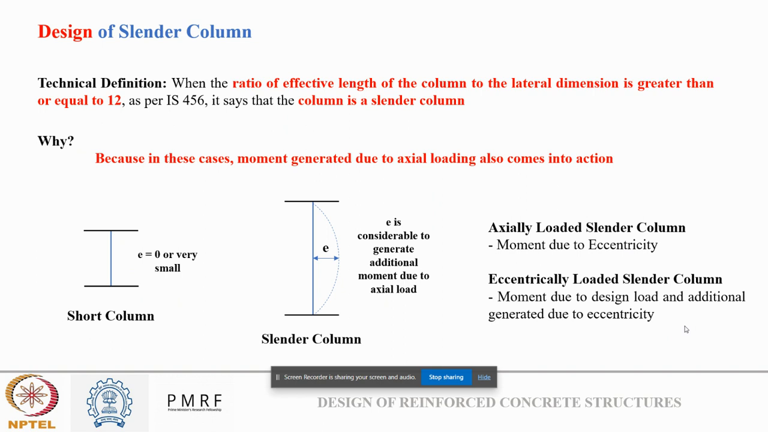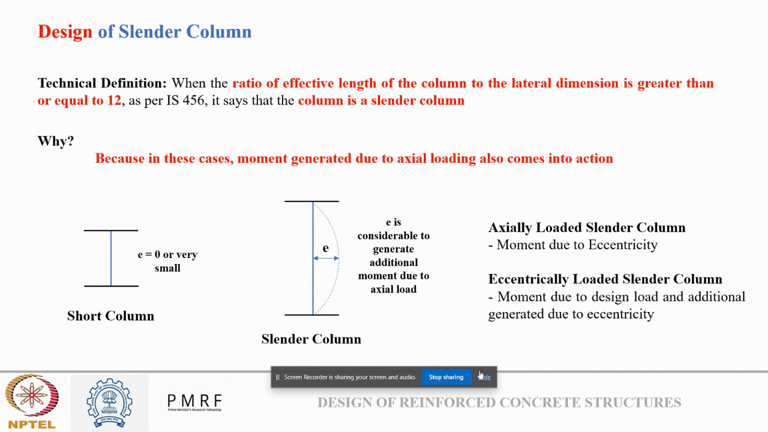So just to brief the last part, about design of slender column. What are slender columns? Technically, if I can define, when the ratio of effective length of the column to the lateral dimension is greater than or equal to 12, as per IS 456, we say the columns are slender columns. Why is this 12 the ratio? Because when the length of the column is comparatively high, what happens? The bending that is happening in the column generates an additional moment due to the axial load itself, and that additional moment also needs to be taken into account, which is why we term them slender columns.